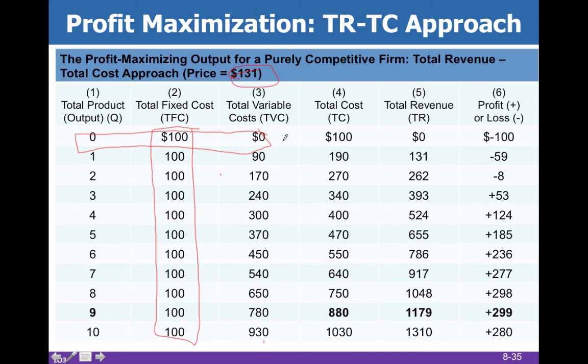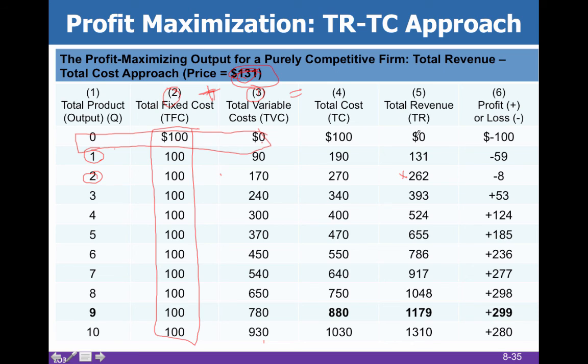Okay, so our total cost, which is TVC plus TFC, so column 3 plus column 2, equals column 4. So you're just kind of adding across here. Okay, so that's going to give us this. Then our total revenue is just going to be P, 131, times Q. Okay, so 131 is price times quantity. Then for price times quantity 2, we get 262. Okay, shouldn't surprise anybody. And then we just kind of work our way down.